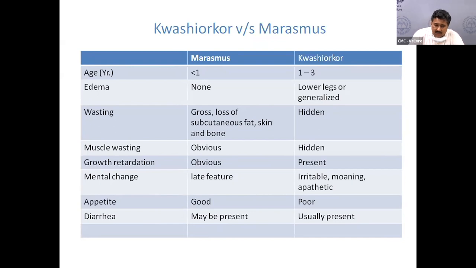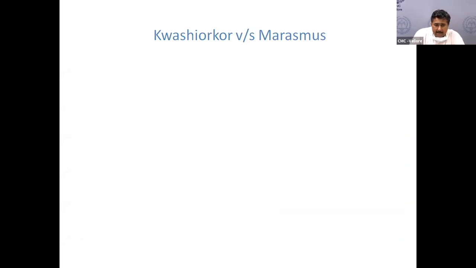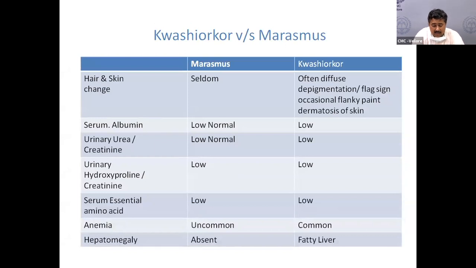Severe wasting and growth failure will be there, but because of edema it will be masked in kwashiorkor. You have severe mental change in kwashiorkor, like irritability and apathy. Marasmic children are usually very alert and have a good appetite, whereas kwashiorkor children have very poor appetite. Hair and skin changes are more common in kwashiorkor than in marasmus. You can have biochemical changes in both. Hepatomegaly and fatty liver are seen in kwashiorkor, which is absent in marasmus.